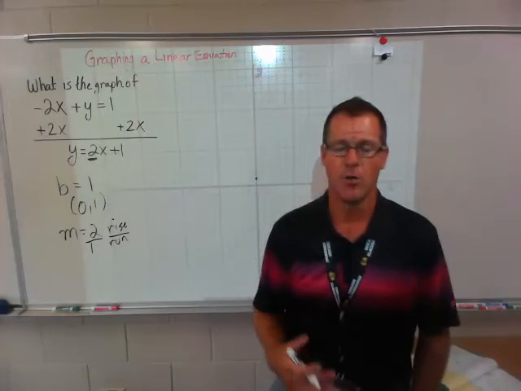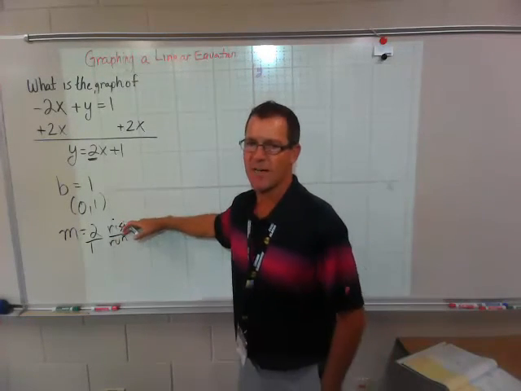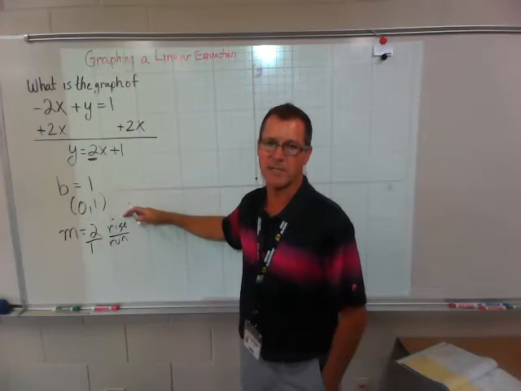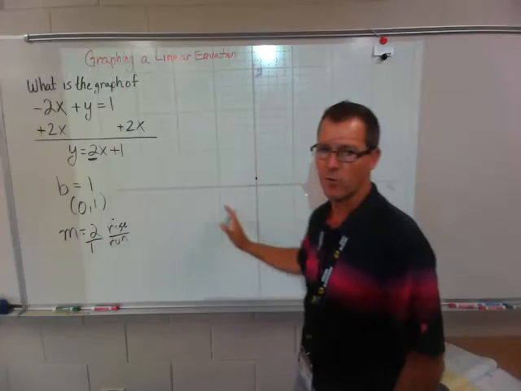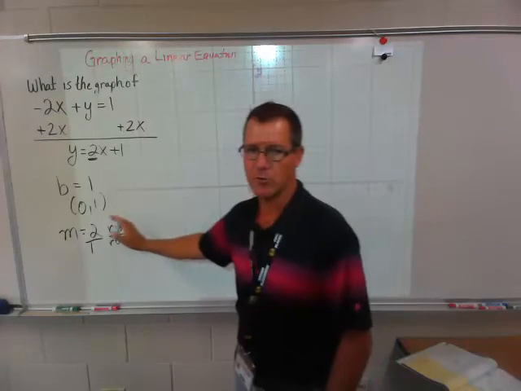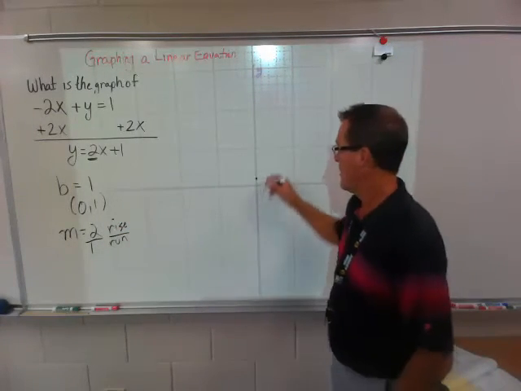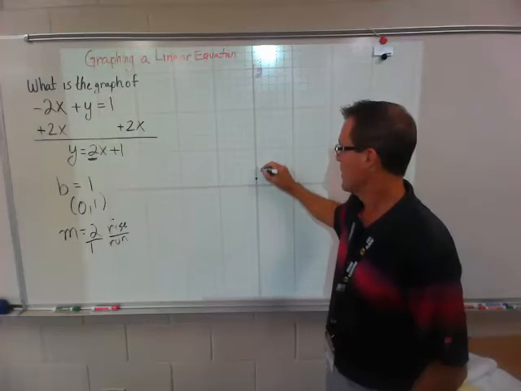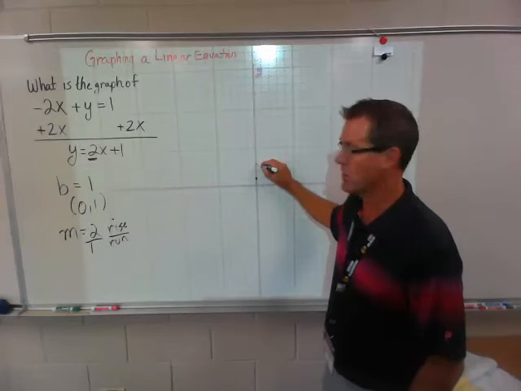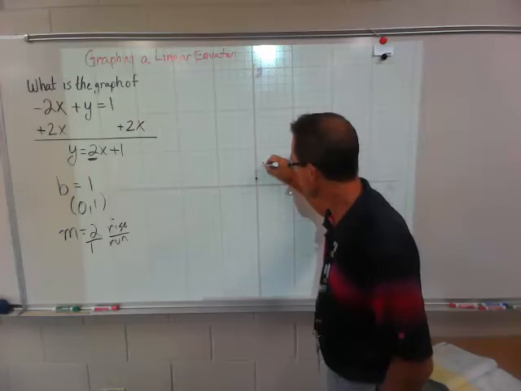and I'm just going to make a note, this is rise over run. So rise, if I'm rising a positive number, I'm going up. If I were rising a negative number, I would be going down. If I'm running a positive number, I would go right, and if I'm running a negative number, I would go left. So in this case, I've got a rise of 2. So from my y-intercept, I'm going to count up 2, and then I have a run of 1, so I'm going to count to the right 1.